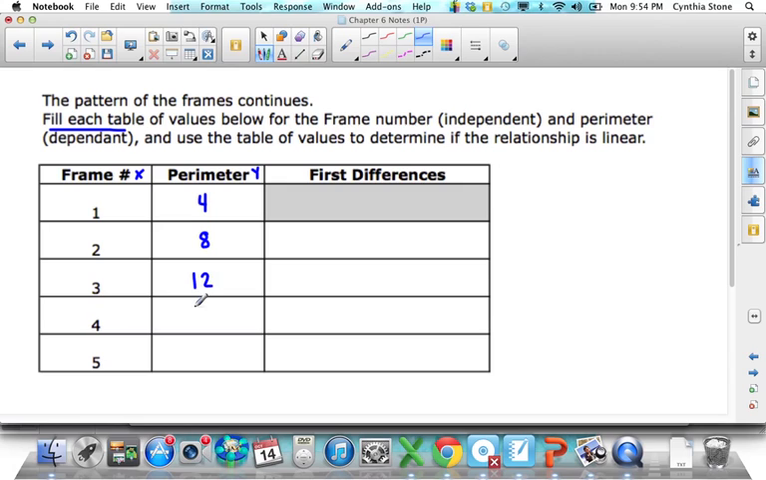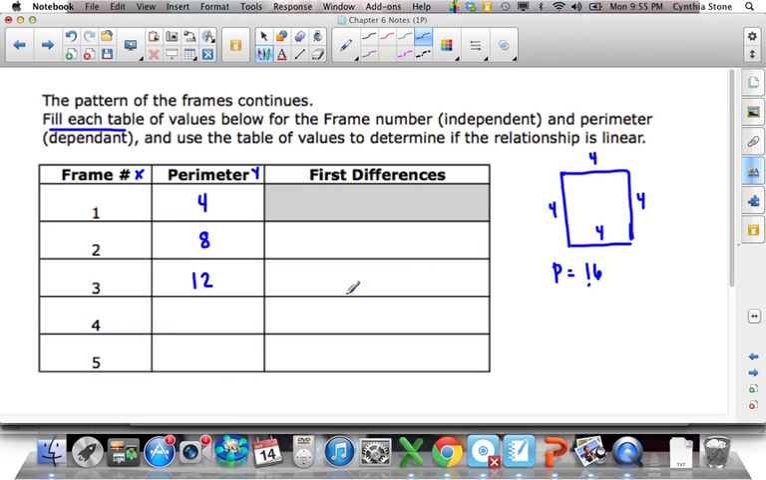Now, we don't know 4 and 5, though really, there are two ways you could fill this out. We could draw a box and say, what if every side length was 4, because frame 4 would have a side length of 4, and frame 5 would be a side length of 5. The perimeter of this one would be 4 plus 4 plus 4 plus 4, which would be 16. So for frame number 4, it would end up being 16, right? We know that's true, but I'm not going to write that yet because I'm going to show you another way to figure it out.